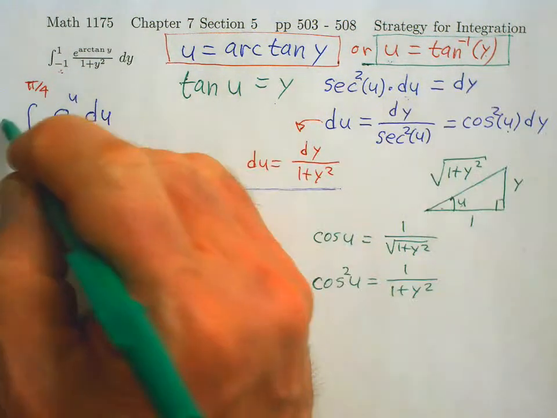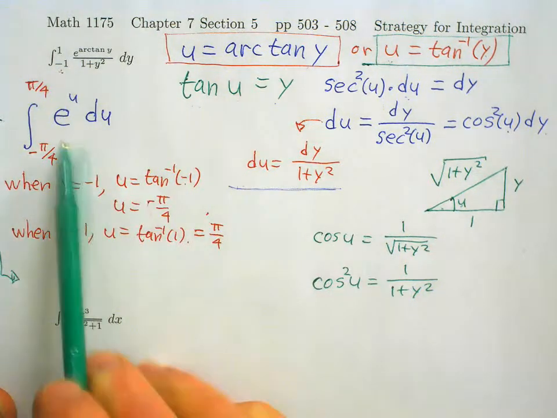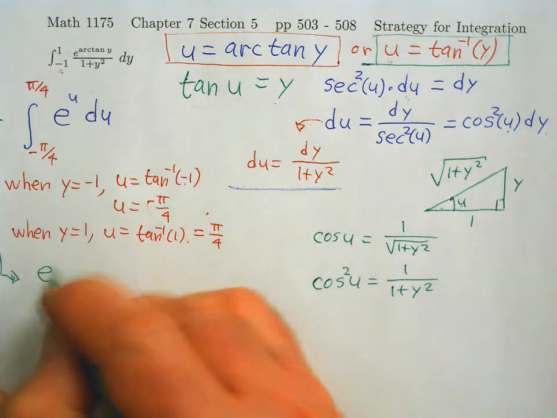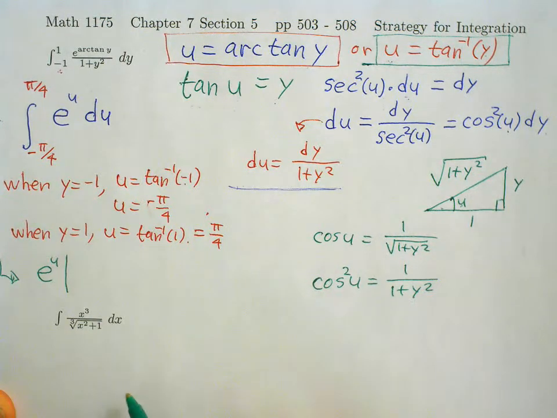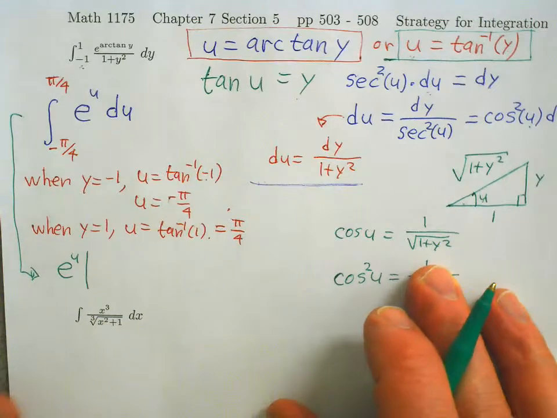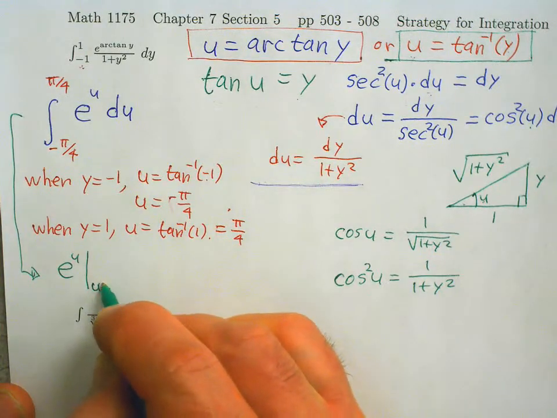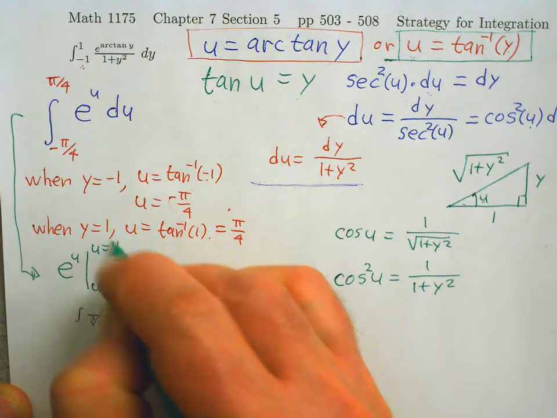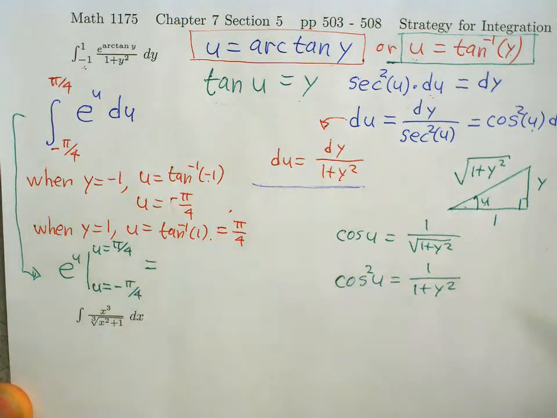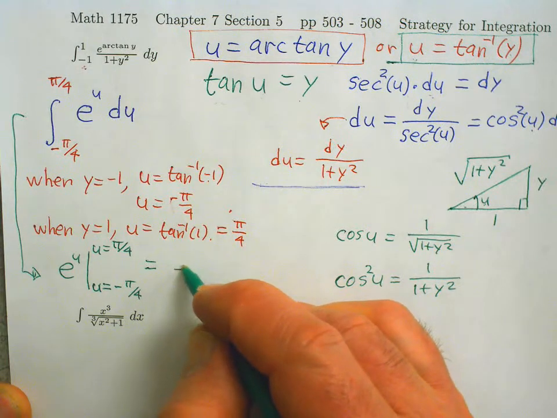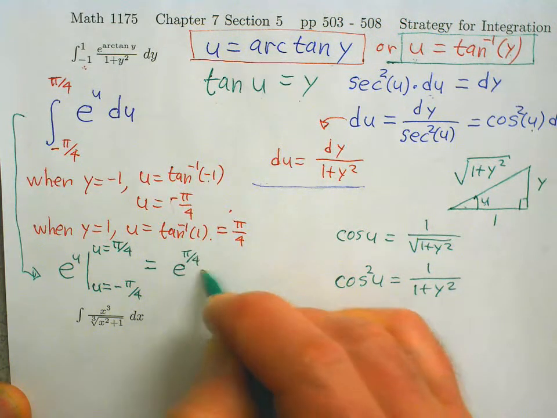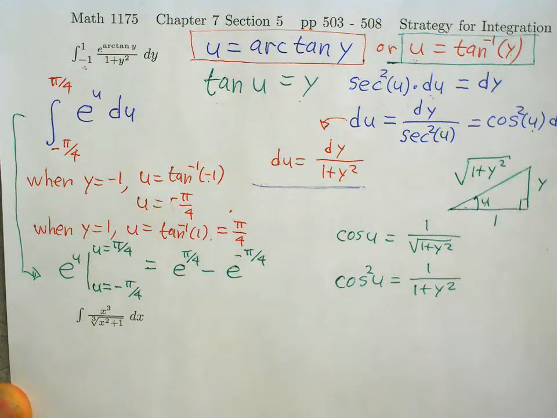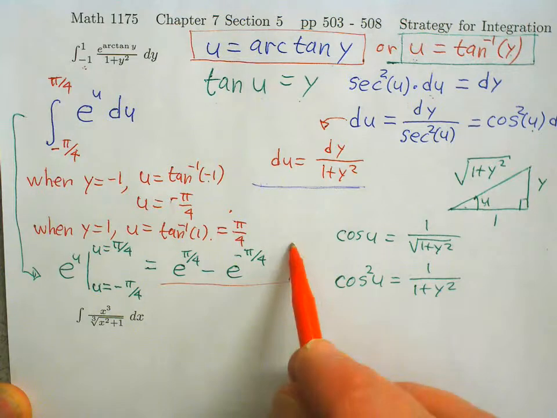Okay, so down here in this space, the indefinite integral of e to the u du is just e to the u. And we're evaluating it on the interval from u equals negative pi over 4 to u equals pi over 4. So here's the final answer: e to the pi over 4 minus e to the negative pi over 4. This is the answer to our definite integral.